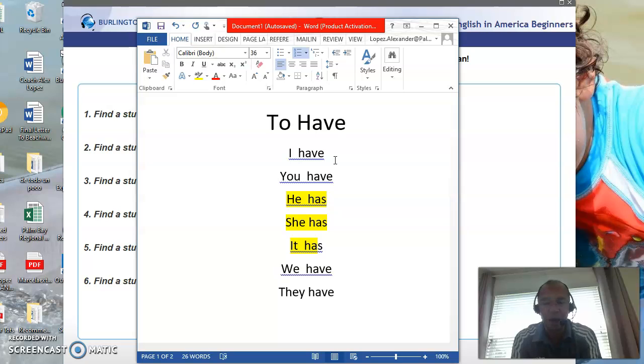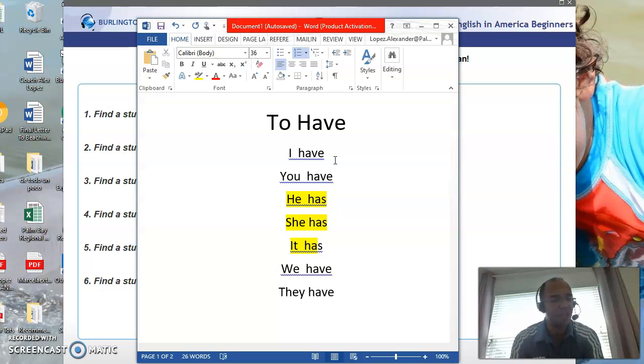The only place where you use a different form of the verb is with the pronouns he, she, and it. He has. She has. It has. You do not use the form has with I, you, we, or they. It's not grammatically correct. So you can only say I have. You may not say I has. That will be incorrect. You cannot say you has. That will also be incorrect.